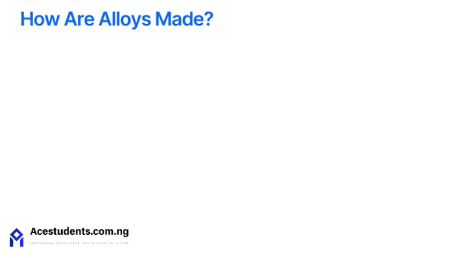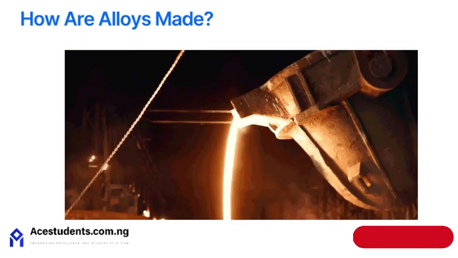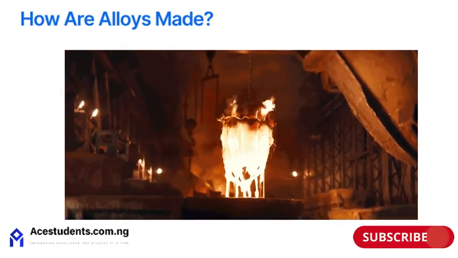To make an alloy, metals are heated until they melt. Then they are mixed together. After cooling, the mixture forms a solid alloy.